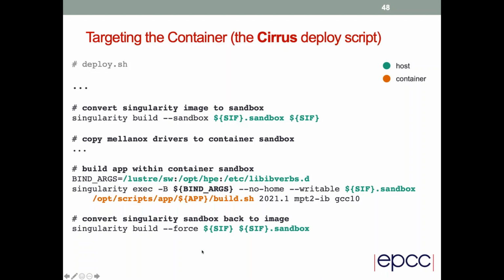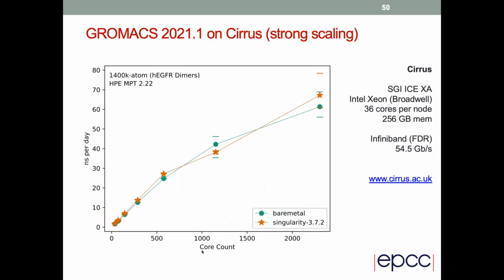So once that was done, that was converted back to an image file. And here are the results for, again, the same GROMACS benchmark, the same version, but running on Cirrus, and obviously using a different MPI library, HPE MPT version 2.22. On the right, I'll just give the spec of the Cirrus machine. It's a tier 2 machine, so it's not quite as good, certainly in terms of number of cores per node.